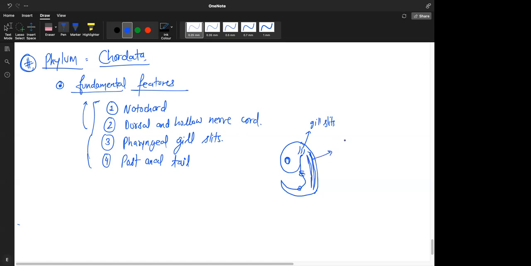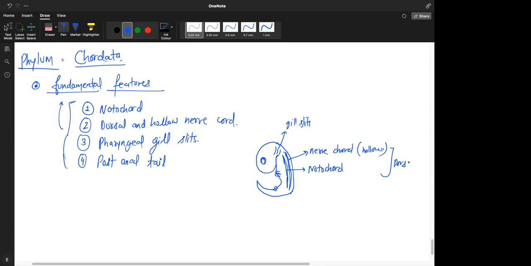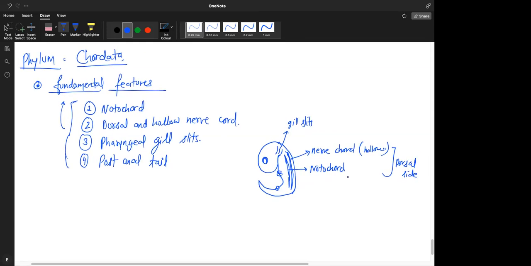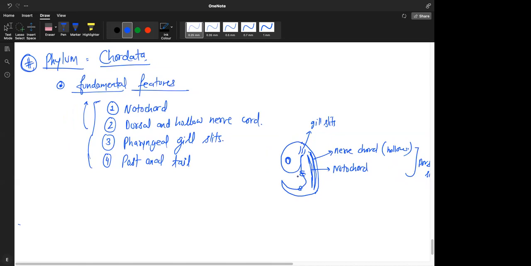So the outer one will be the nerve cord. And the inner one will be the notochord. And this nerve cord will be hollow. And both of them will be present at the dorsal side. Both of them are present on the dorsal side. This is the ventral side. So you will see this, and this is with the tail bud. Can you see all the features? Gill slits, nerve cord, notochord, and tail bud?